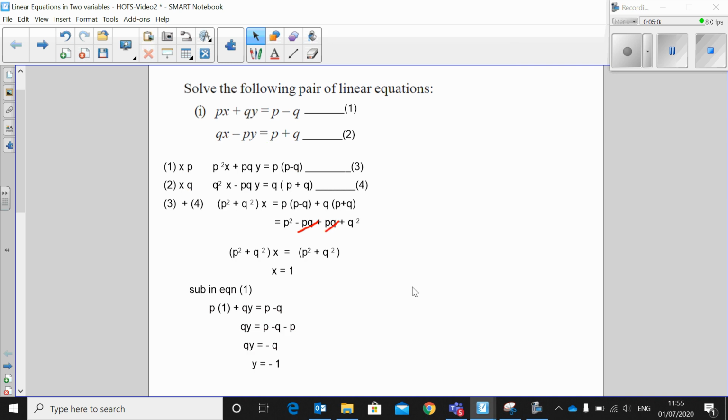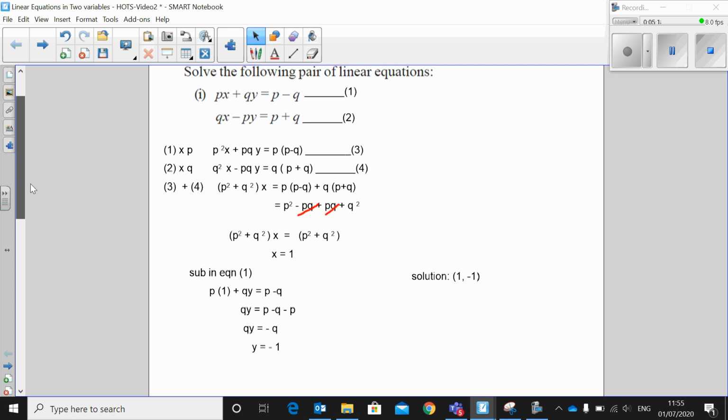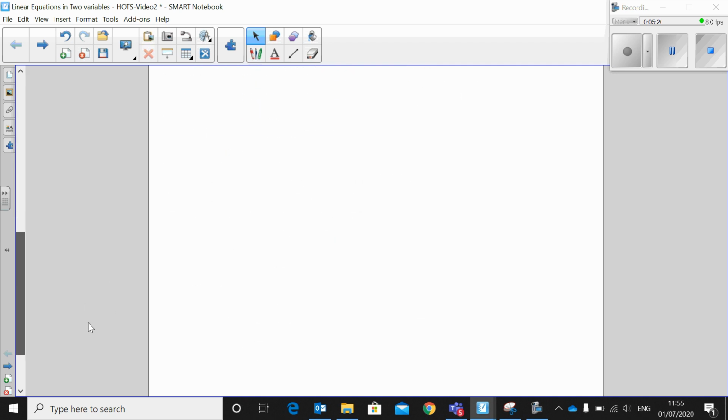So the solution of the equation is x is 1 and y is minus 1. So 1 comma minus 1 is the solution of the equation. Is it clear? Let us move on to the next equation in a similar way.